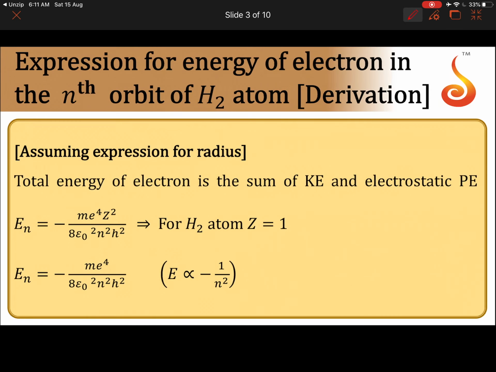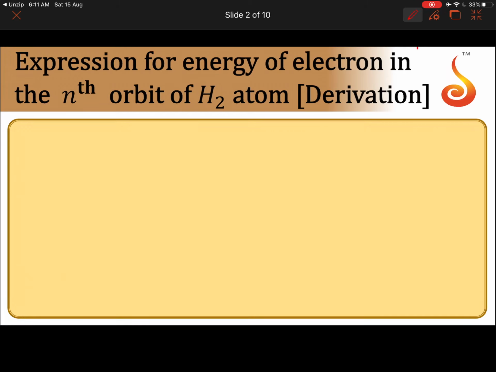So now we'll see how to derive the energy of an electron in an orbit. The energy of an electron in the nth orbit has both potential energy as well as kinetic energy. So we get the energy of an electron in the nth level as kinetic energy in the nth level plus potential energy in the nth level. So this is half of m into Vn square minus Ze square by 4 pi epsilon naught Rn.